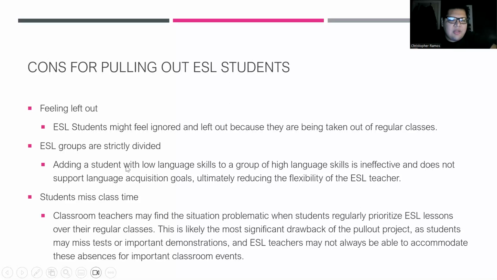And the second bullet point is ESL groups are strictly divided. What that means is that adding a student with low language skills to a group of high language skills is ineffective and does not support language acquisition goals, ultimately reducing the flexibility of the ESL teacher. So what this means is that when you're in the ESL group, when you're being pulled out, you get put in a room with the ESL teacher and all the ESL students who are struggling and who need to improve their language.